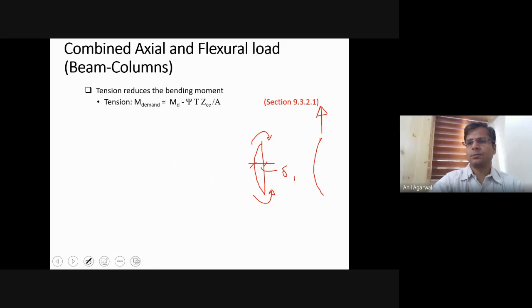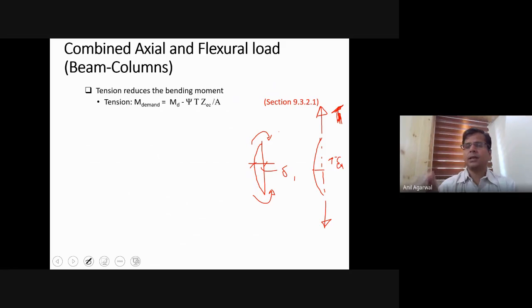And if I apply tension, because of this tension, what will be the bending moment in the middle? It will be T delta 1, correct? But if you notice, this T delta 1 will be in the opposite direction of the moments that you had applied. So the secondary moment is still there, but the secondary moment is acting against the original primary moments.